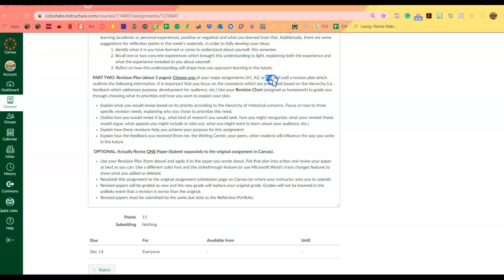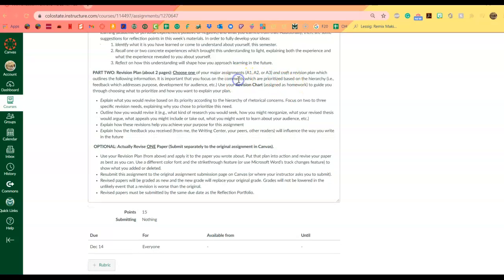Let me know if you want to do A3 because you'll get your A3 grades back on Wednesday this week. And you're going to craft a revision plan on your letter. So right after your letter, you'll discuss how you would revise one of those 2 assignments.